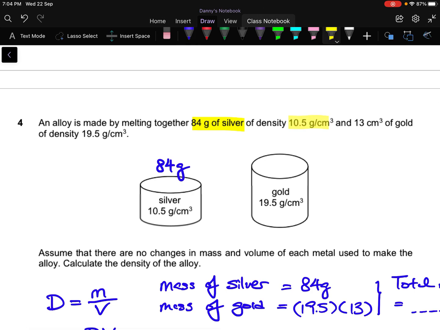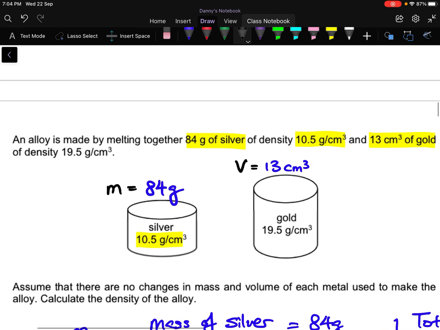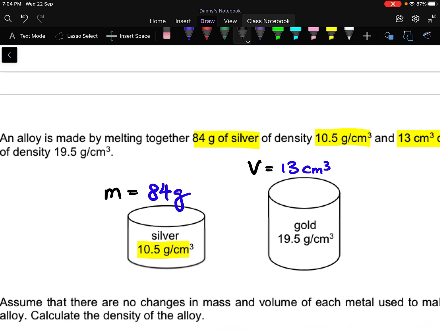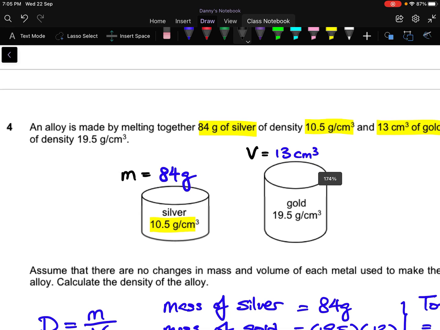Then I will highlight 10.5, I already have it here. 13 grams of gold is not shown in the diagram, so I better put it in. For some of you, if you find that you are quite weak in your physics, you can even put the alphabet. This will help you find numbers. Let's say you have a certain equation and you have a problem solving it. By writing the alphabet, the parameter there, it helps you. Then the last one will be this density over here, which is also given.